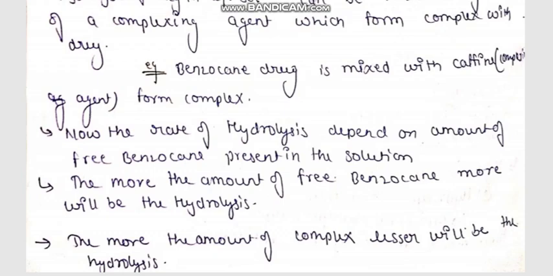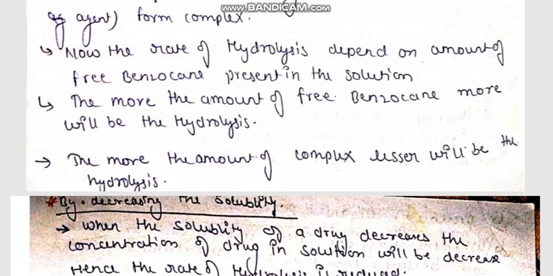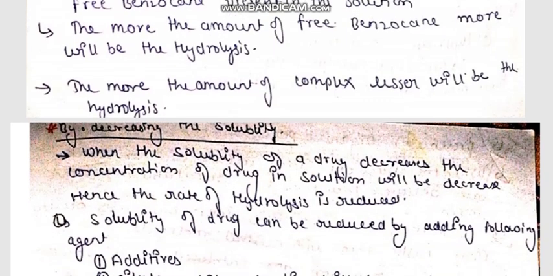The rate of hydrolysis depends also on the amount of free benzocaine present in the solution. The more the amount of free benzocaine, the more will be the hydrolysis. So the more amount of complexing agent or more amount of the complex form, the less will be the hydrolysis. The more the amount of complex, the more it gives the exact product or the required product.